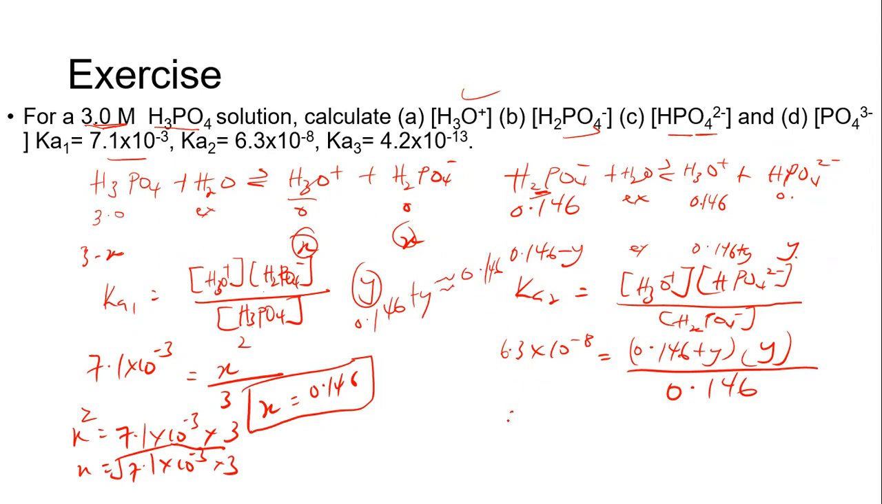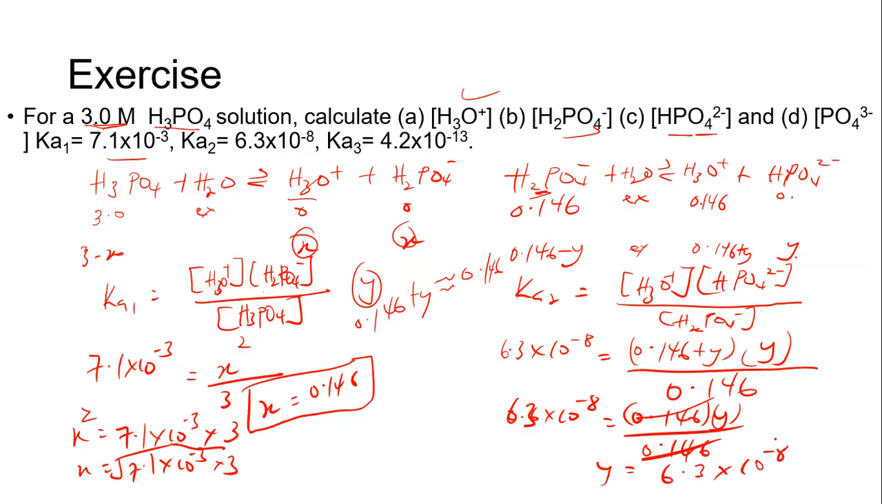So then I would have 6.3 times 10 raised to the power -8 is equal to 0.146 Y, this one multiplying Y, all over 0.146. So this one will cancel this one out, right? Then I'll have Y is equal to 6.3 times 10 raised to the power -8. So you realize that will be the concentration of the HPO4 2 minus, right?